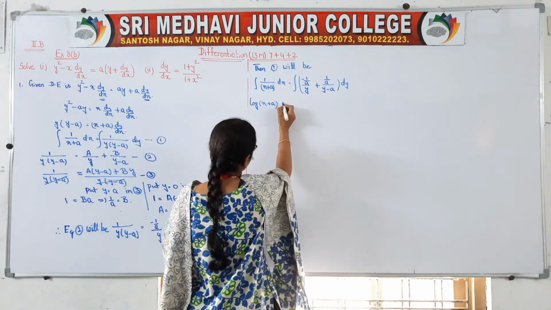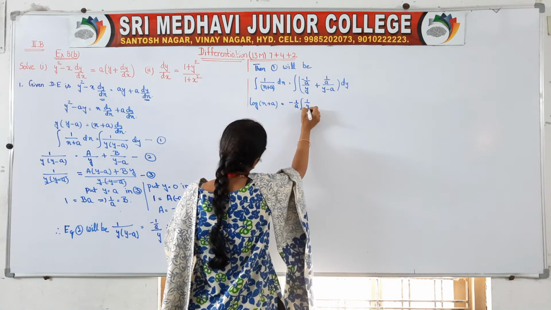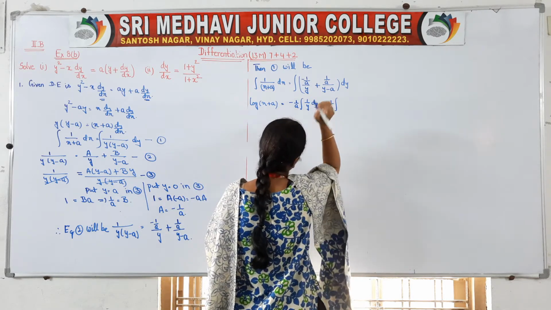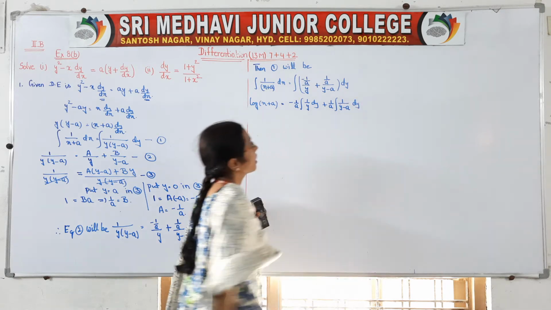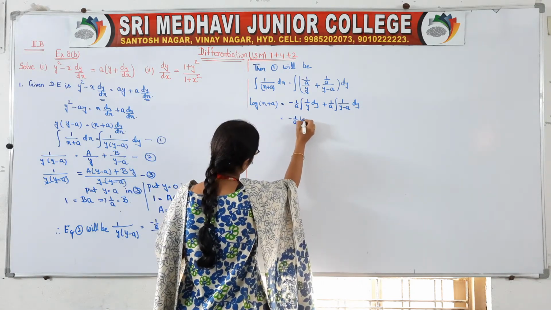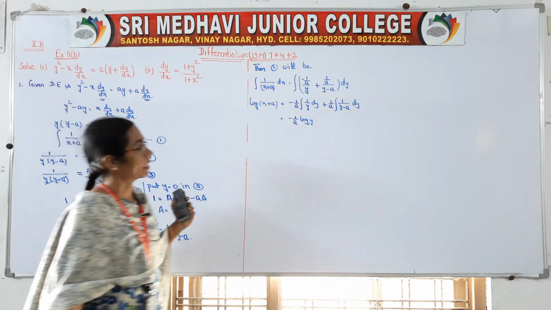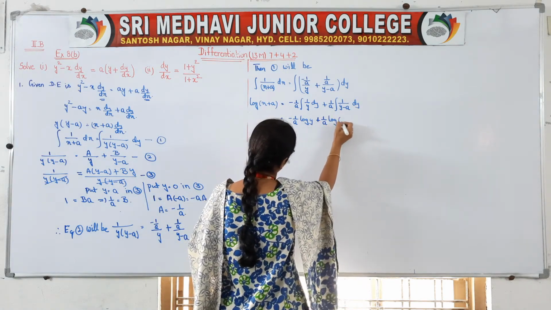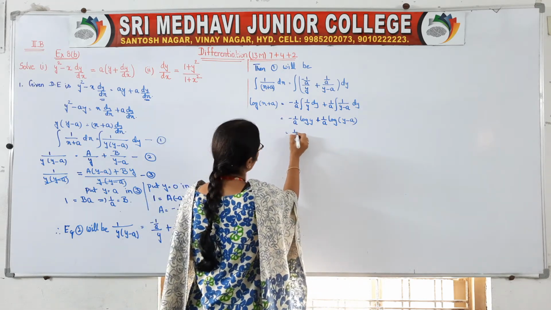Here we can write this as minus 1 by a, which is a constant, times the integral of 1 by y dy. Similarly, 1 by a is a constant, times the integral of 1 by (y minus a) dy. So it is equal to minus 1 by a log y. It is a standard formula again: the integral of 1 by x dx is log x, plus 1 by a log of (y minus a). So we can take 1 by a common.